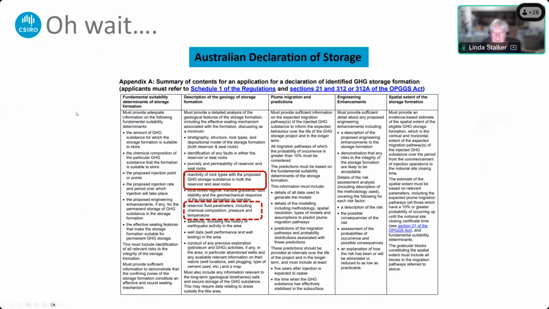So, oh wait, let's go back to the Australian Declaration of Storage again, because in here it actually says that we have to look at the reactivity of rock types with a proposed greenhouse gas storage substance. So now we're having to go back round again and look at some of the work that we've done and consider the fact that we've only done it up till now in pure CO2, and we now have to start adding other potential contaminants, and what does that do to our models?